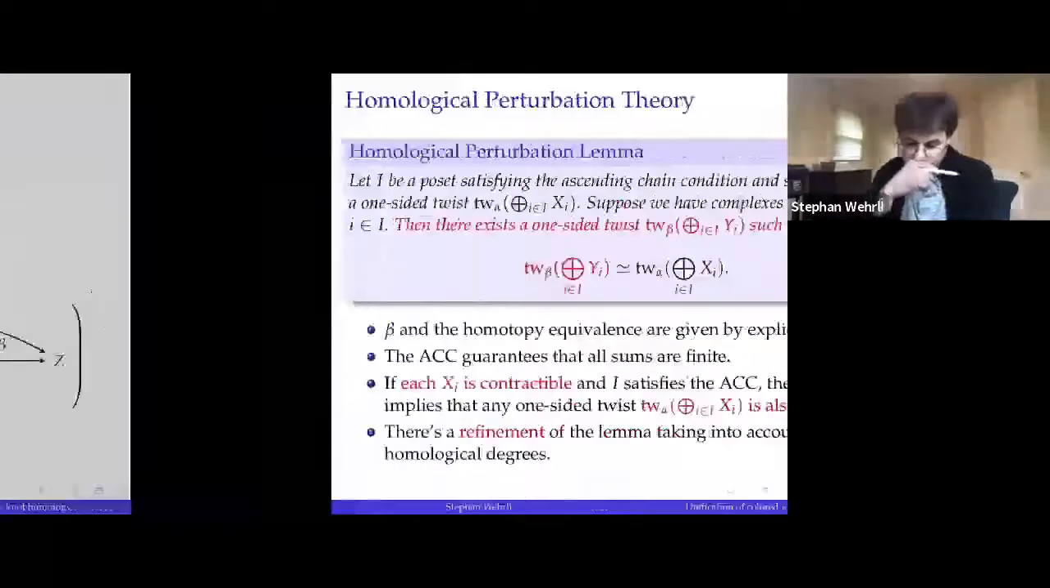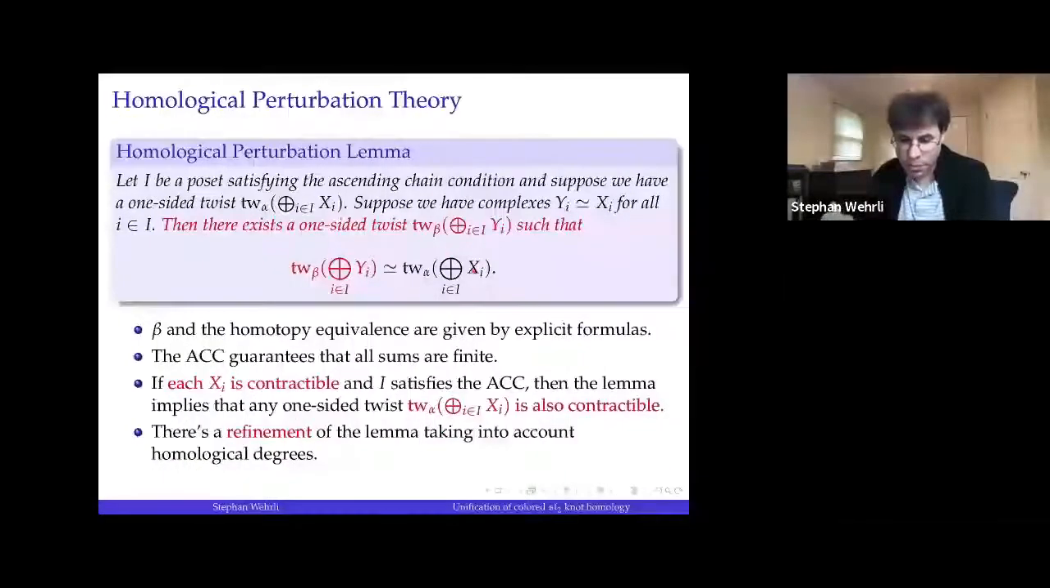More precisely, if we have the sum of original chain complexes, we look at the twist of this sum, and now we replace each original complex by some homotopy complex. And then what the lemma says is that we can replace the original twist or the perturbation alpha by some new perturbation beta, such that the new complex is homotopic to the original one. And in particular, if all of the xi are contractible, this means that the twist is also contractible.